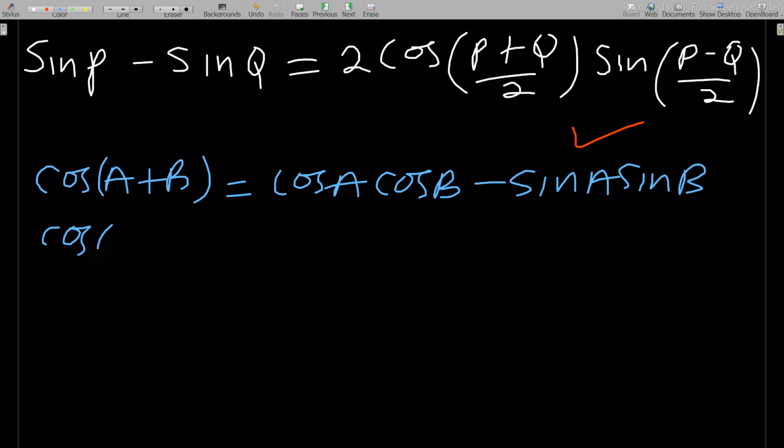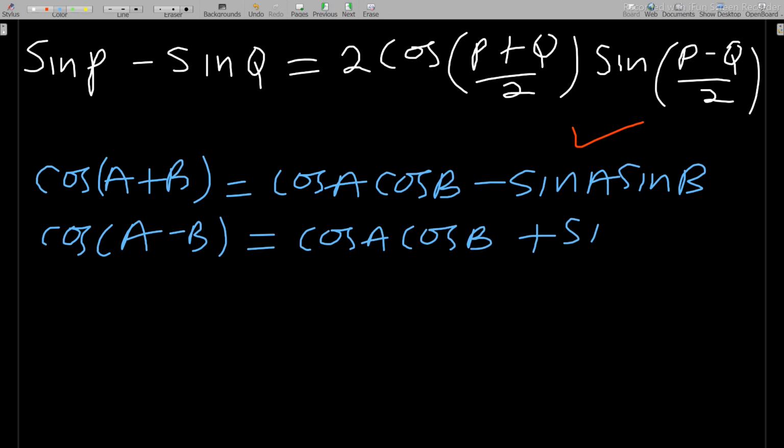Then cos of a minus b is also equal to cos a cos b plus sine a sine b. So let's try to subtract these as well.